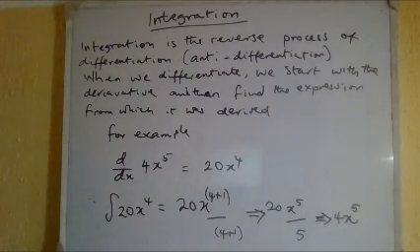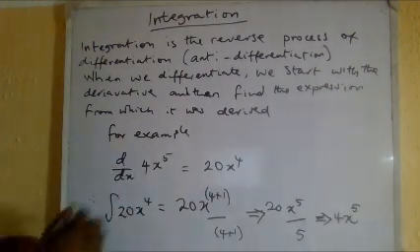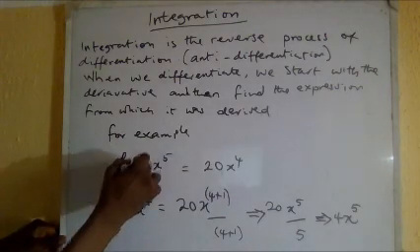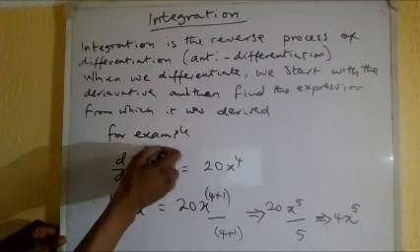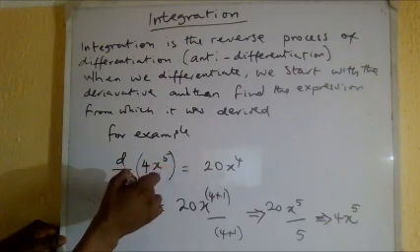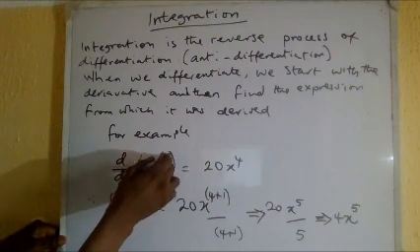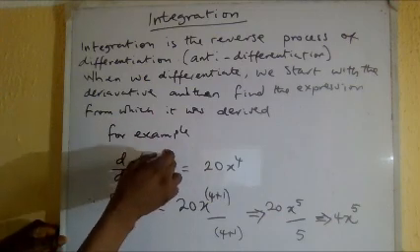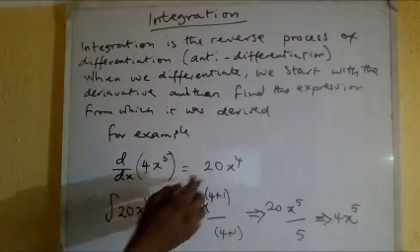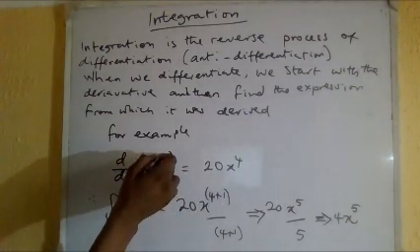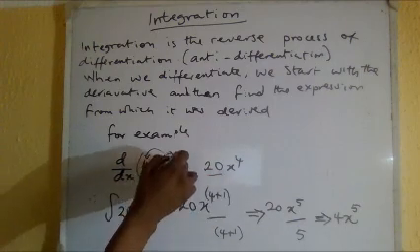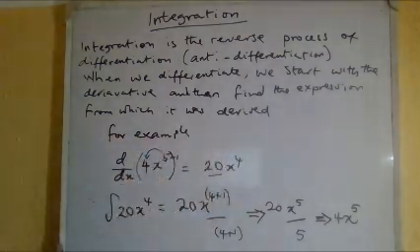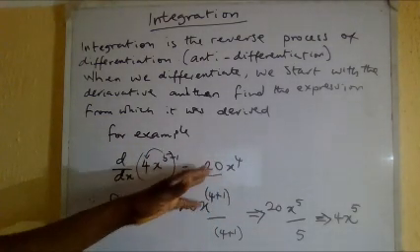Recall that when you are differentiating, that is, if you have the dx of this function, you take the power and multiply by the coefficient of the variable, and you also at the same time subtract 1 from the power. So you have 5 multiplying 4 to give you 20, and 5 dropping by 1 to give you 4. So that is how you differentiate polynomials.